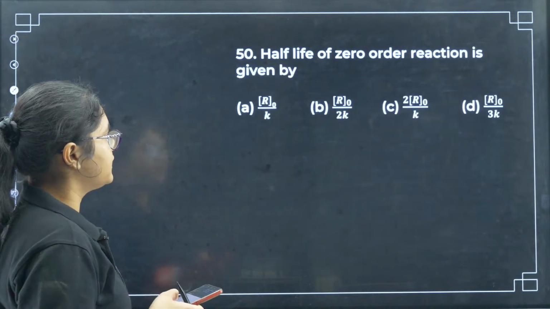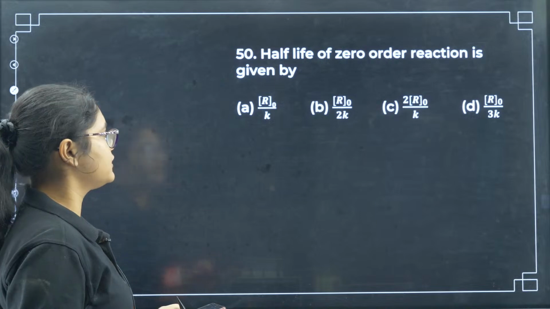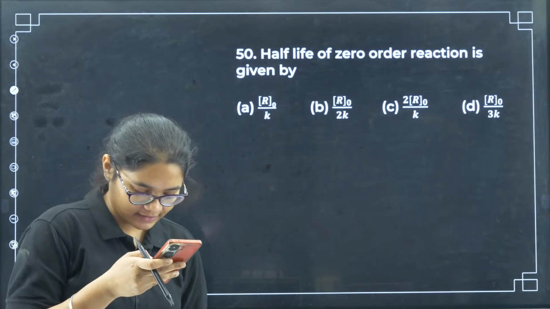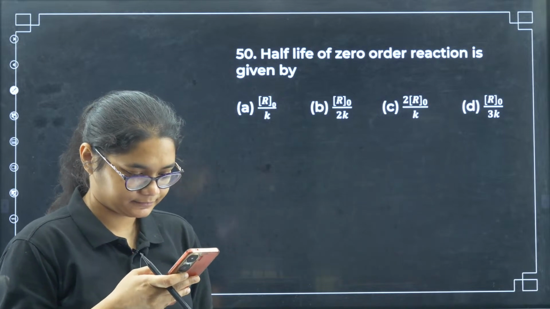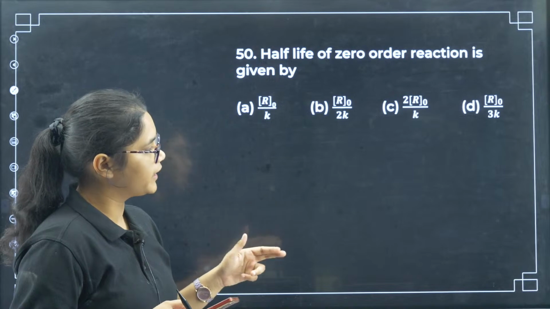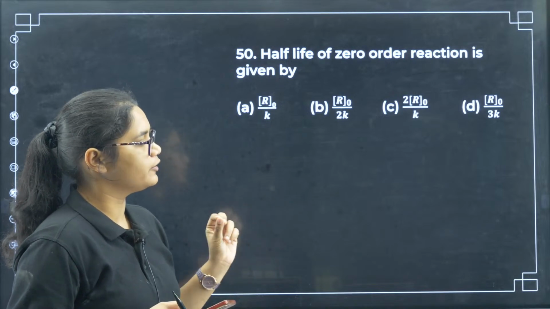Let's move to the 50th question. Half-life of a zeroth order reaction is given by, yes, this is also a formula based question. Half-life of a zeroth order reaction. Is it R naught by K, R naught by 2K, 2 R naught by K, or R naught by 3K?